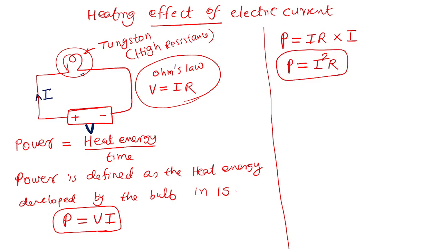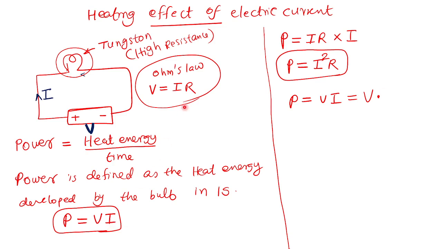Whatever is written inside the box you have to memorize. In 3 ways we can write the formula of power. One is voltage into current. Another formula is I square R, using Ohm's law. Then there is another formula. Look here, I square R. Understood? Or P equal to V into I.